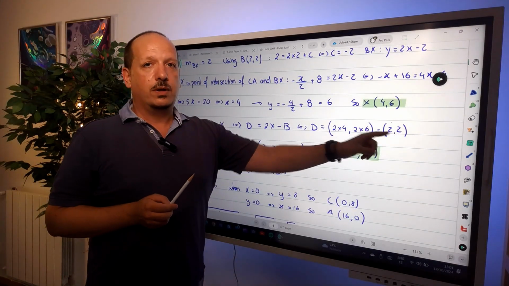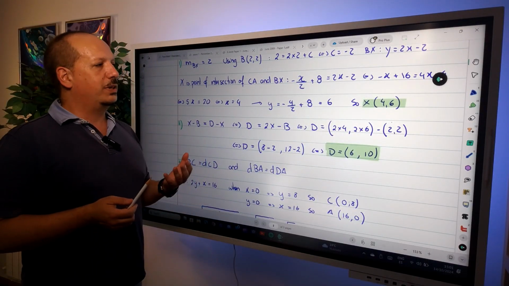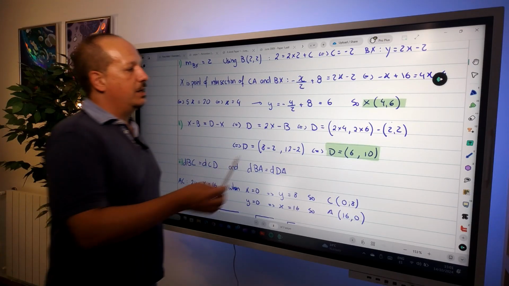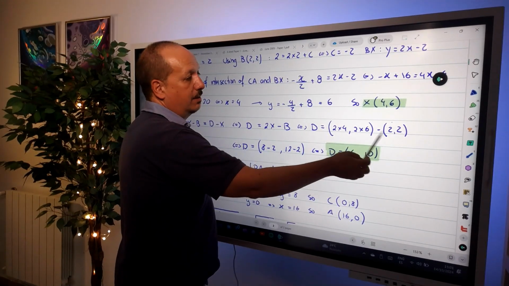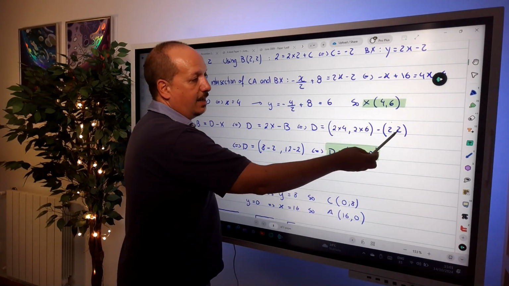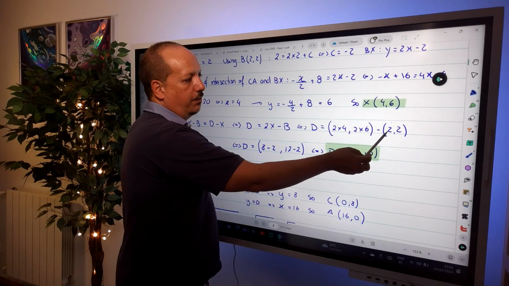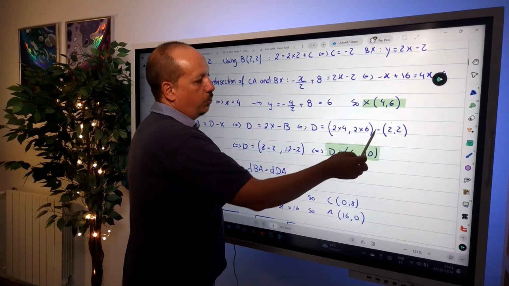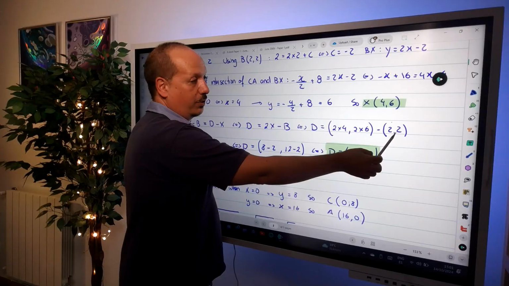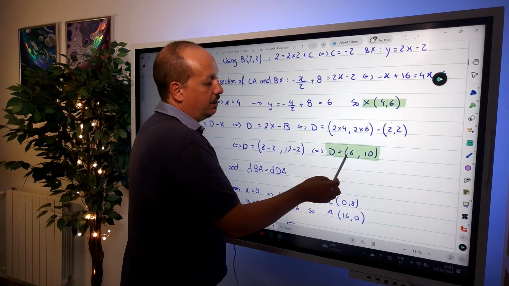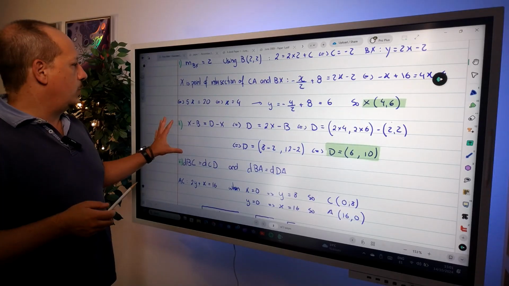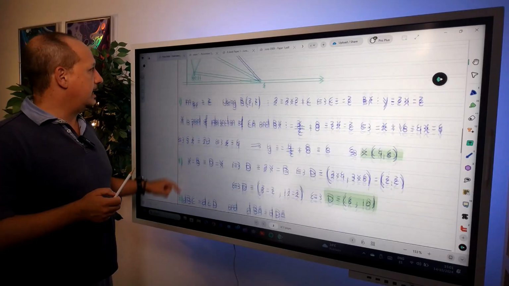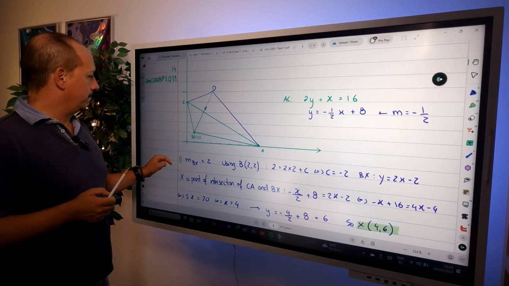Minus 2, 2. Once you get used to operating with vectors, this will become obvious. You can only subtract the x's and the y's. So the x-coordinate is 8 minus 2. And this is going to be 12 minus the other 2 for the y-axis. And the coordinates of D is 6, 10. This way you very neatly represent all the information that is required for you to get what you want.